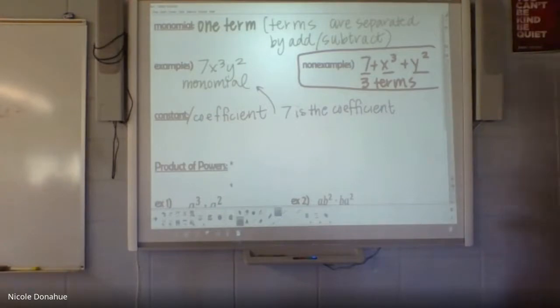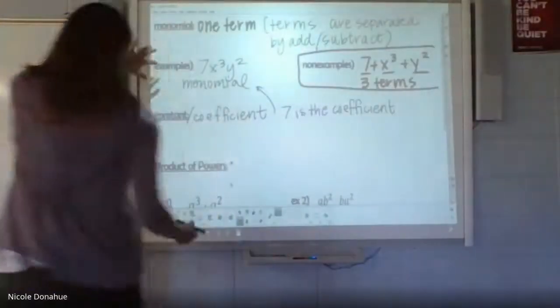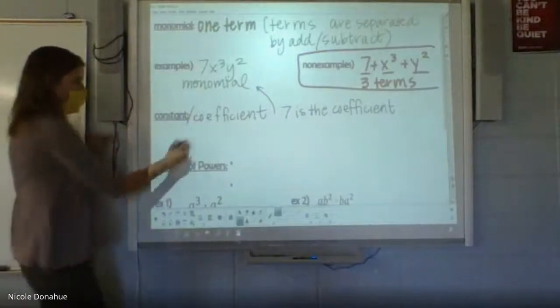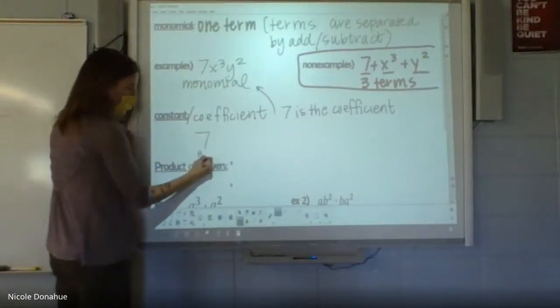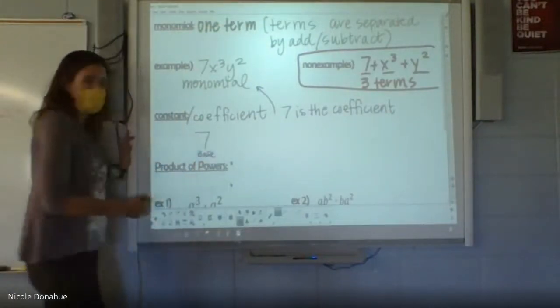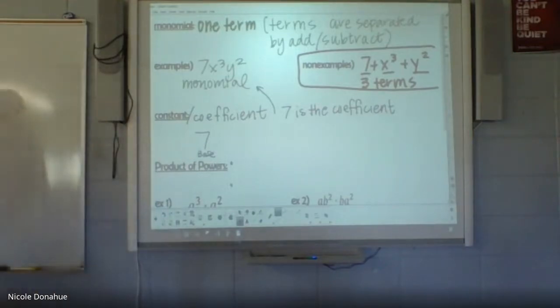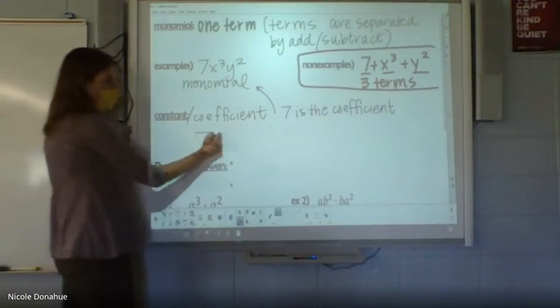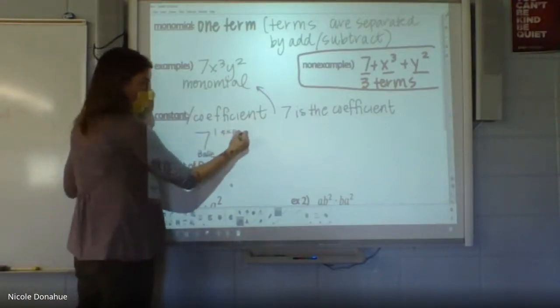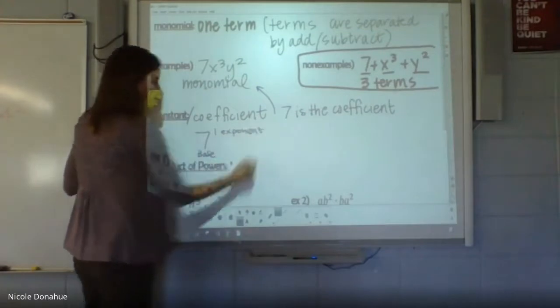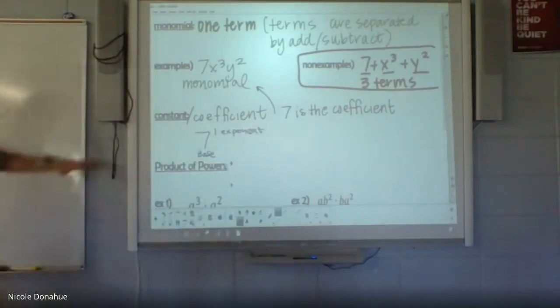When we talk about that in terms of an exponent, 7 would be considered the base. And then what would the exponent be for the 7? A 1. So like a 7 to the first power. We assume the exponent is 1 unless they tell us otherwise.